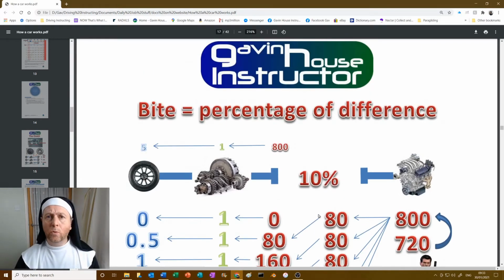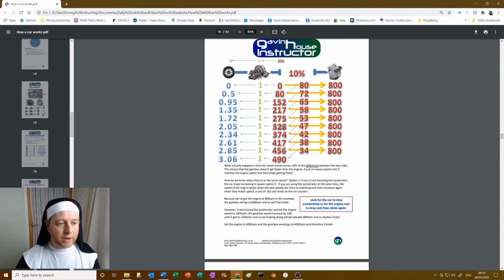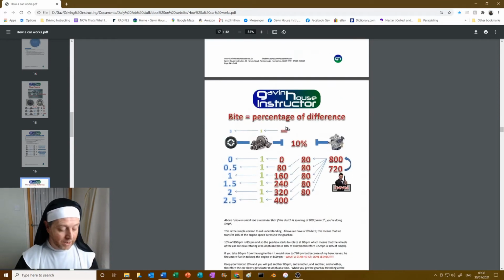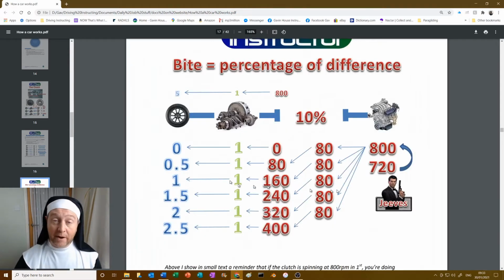So, how does this all work then? Here we have a diagram. Remember, the bite is the percentage of a difference. I've got 2 diagrams here, as you can see. Remember, this document is on my website, so you can read it to your heart's content. This is a simplified version, but I will discuss it anyway.